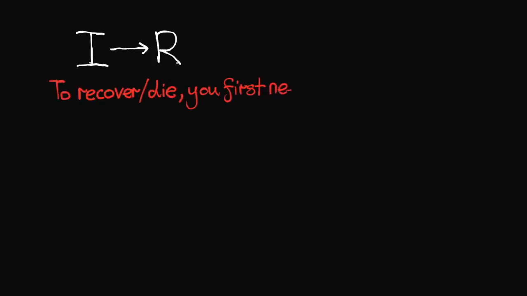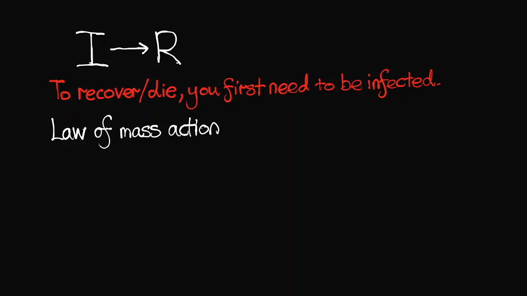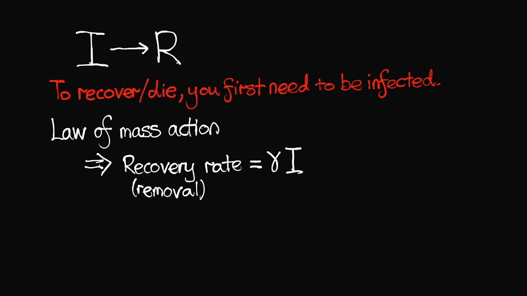So now we consider how people in the infected population move into the recovered/removed population. Now you can only enter the recovered/removed population if you are infected, and it doesn't depend on any other population. So the law of mass action tells you that the recovery rate is proportional to the number of infected individuals. Hence the recovery or removal rate is equal to gamma times I, where gamma is a constant. So these two facts alone allow us to determine the system of differential equations that constitute the SIR model.